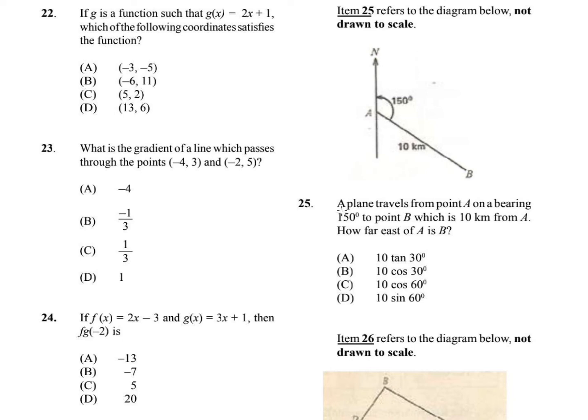Next question. If g is a function such that g(x) is equal to 2x plus 1, which of the following coordinates satisfy the function? What this is basically asking you, let me just explain. So g(x) is the same as y. f(x) is the same as y. So y is equal to 2x plus 1.